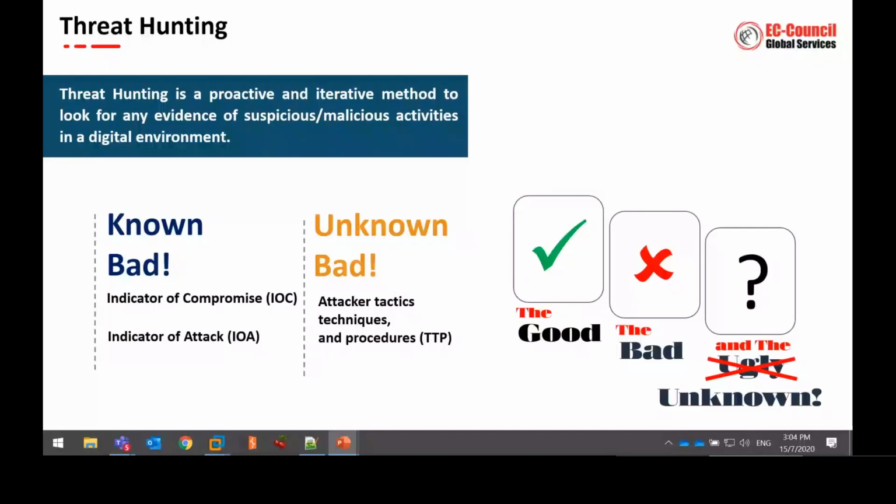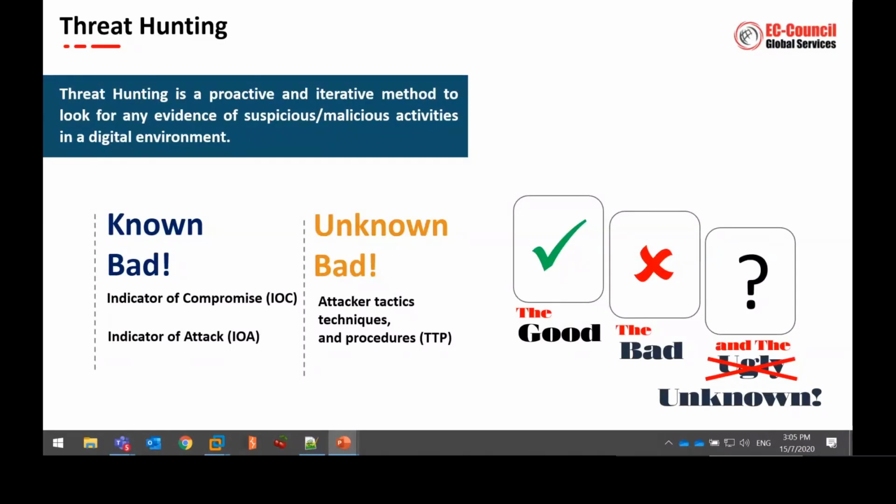Indicator of compromise is simply any signature of compromise in a system. It's in the latest stage of the attack, when unfortunately the attack has been conducted successfully and the attacker may have gained access to our environment. There are some footprints there, and we look for those footprints.